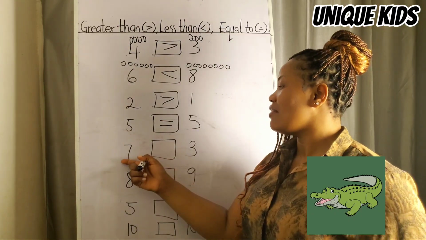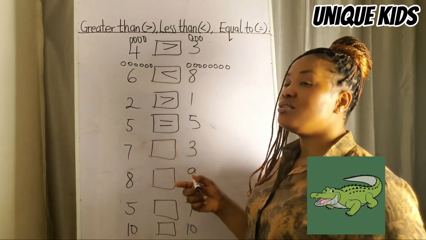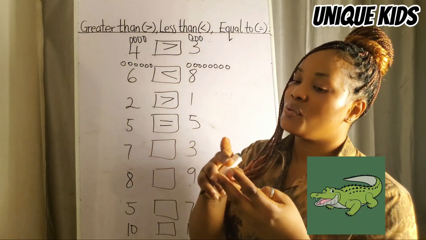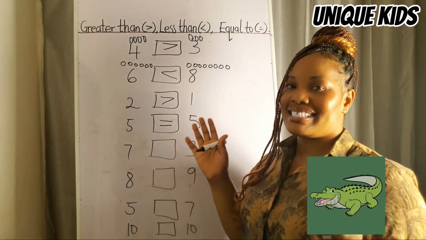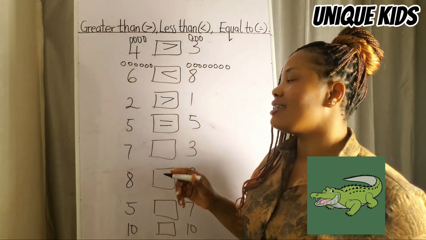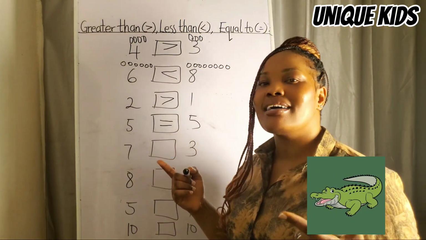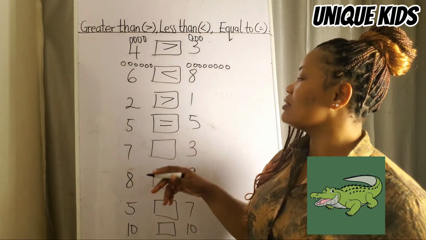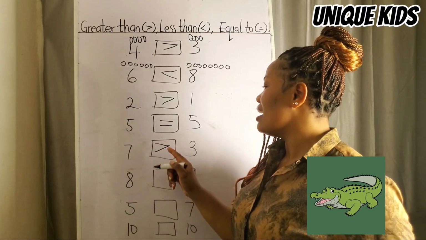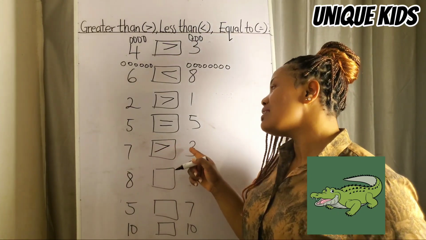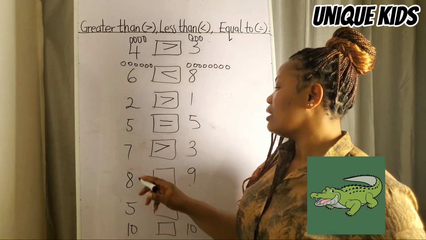Great job. 7 and 3. You should know. 1, 2, 3, just 3 and 7. 1, 2, 3, 4, 5, 6, 7. 7 is more. So what happens? No, alligator swallows the bigger. Great. Alligator will swallow the 7. So alligator swallows the 7 and the tail is pointing at 3, the smaller number.